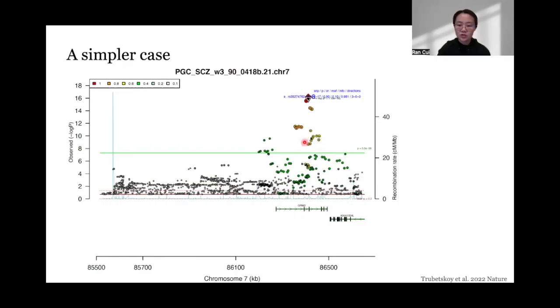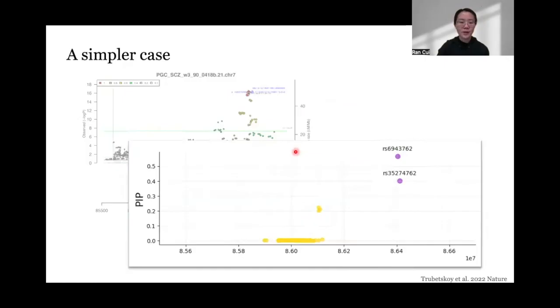The GWAS signal here is fairly strong. There are about 2 dozen SNPs passing the genome-wide significance threshold, but we would really like to narrow down the candidate causal SNPs among the 2 dozen. And this is where fine mapping comes in. After applying fine mapping in this region, I have this PIP plot. 2 SNPs stand out. Their PIPs are around 0.5, and they are colored purple, indicating that they are in the same credible set, which usually means that they are highly correlated and the algorithm can't really tell which one is the true causal one, but it knows one of them is.